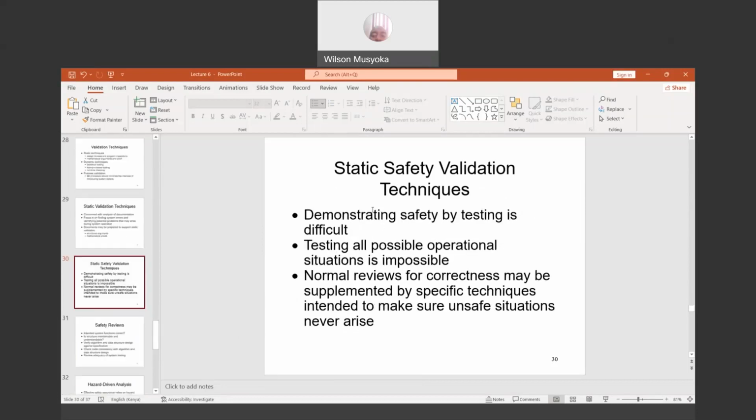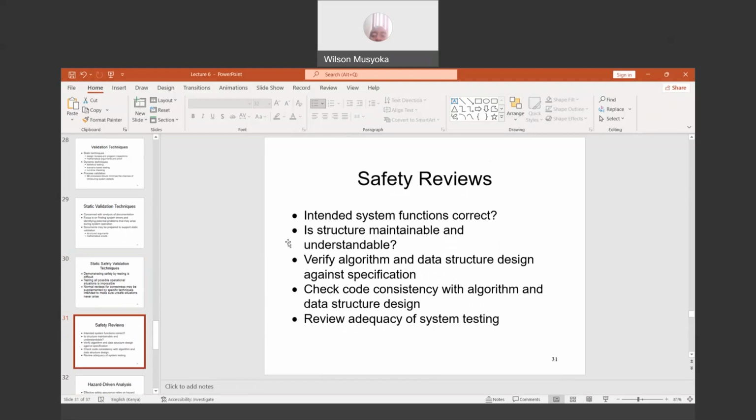Then we also have safety validation techniques, whereby we are demonstrating safety by testing where the system is under stress, or testing all possible situations that the system could be exposed to, to see if it can withstand them. Then safety reviews, we could be asking questions like, is the intended system function correct? Is the structure maintainable and understandable? You can verify the algorithm and data structure design against the specification. Then we can check the code consistency with algorithm and data structure design. We can also review the adequacy of system testing.